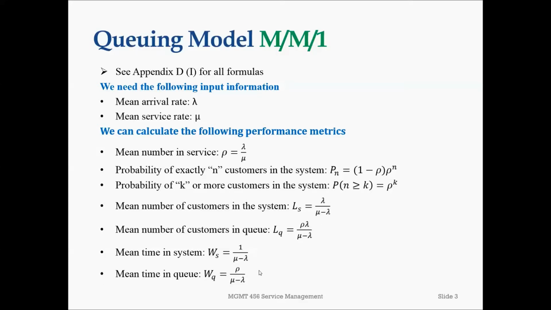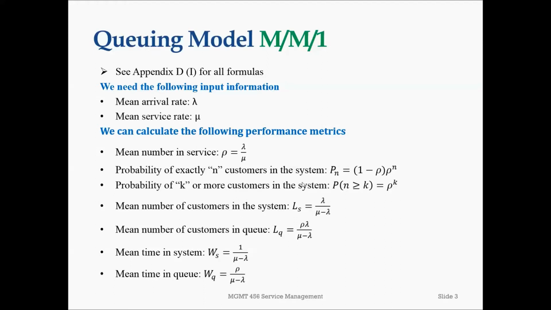The last type of question we might see is in terms of time. There are two types. One is the average time in the system, which is WS. S stands for system. The second is the average time in the queue: how much time does each customer spend in the queue? WS is how much time the average customer spends in the system, including waiting time plus service time. WQ is only the waiting time. So WS is always longer than WQ.